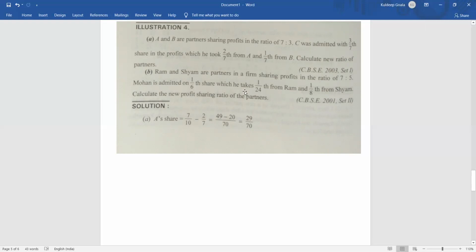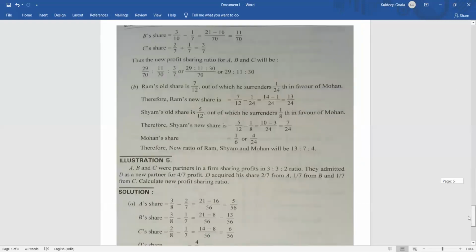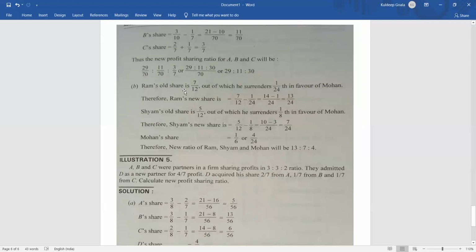So what will be the outcome? You can just see here. Ultimately the same as the previous question. So how much are they giving out? Ram is giving 1/24. So the old ratio minus sacrifice. The old ratio was 7/12 minus the sacrifice of 1/24. So it is coming 13/24.